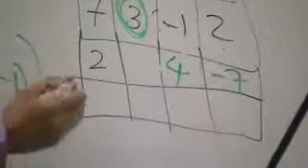Negative 1 minus 3 times 2. So negative 1 minus 3 times 2 is going to be minus 6, negative 7. Right? So now let's keep going. This is now 7 and 2. So the quotient is going to be 3 and the remainder is 1.